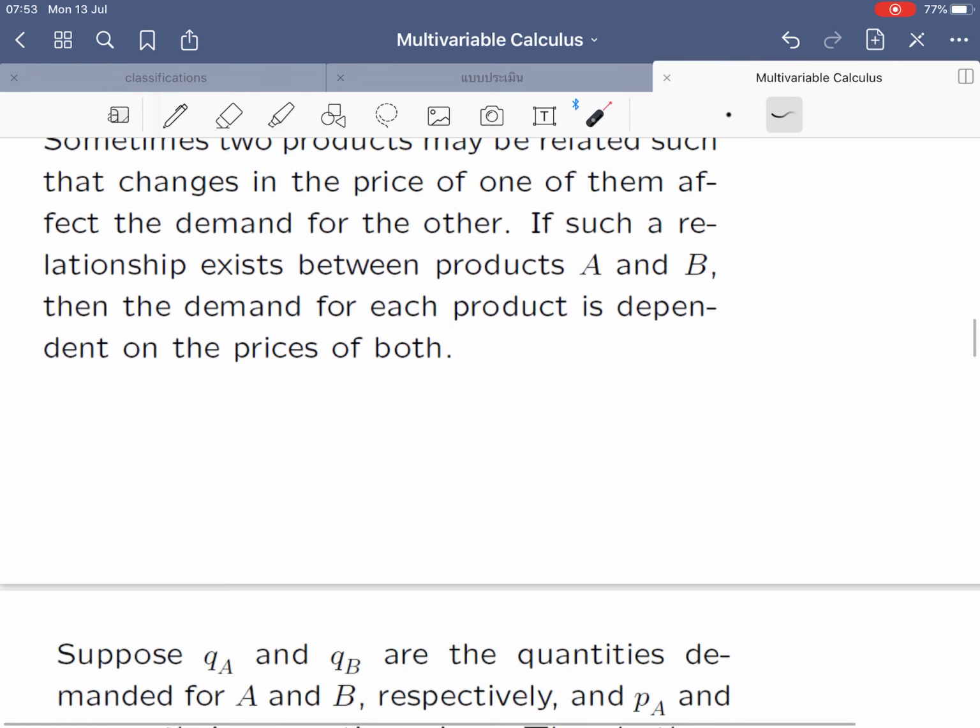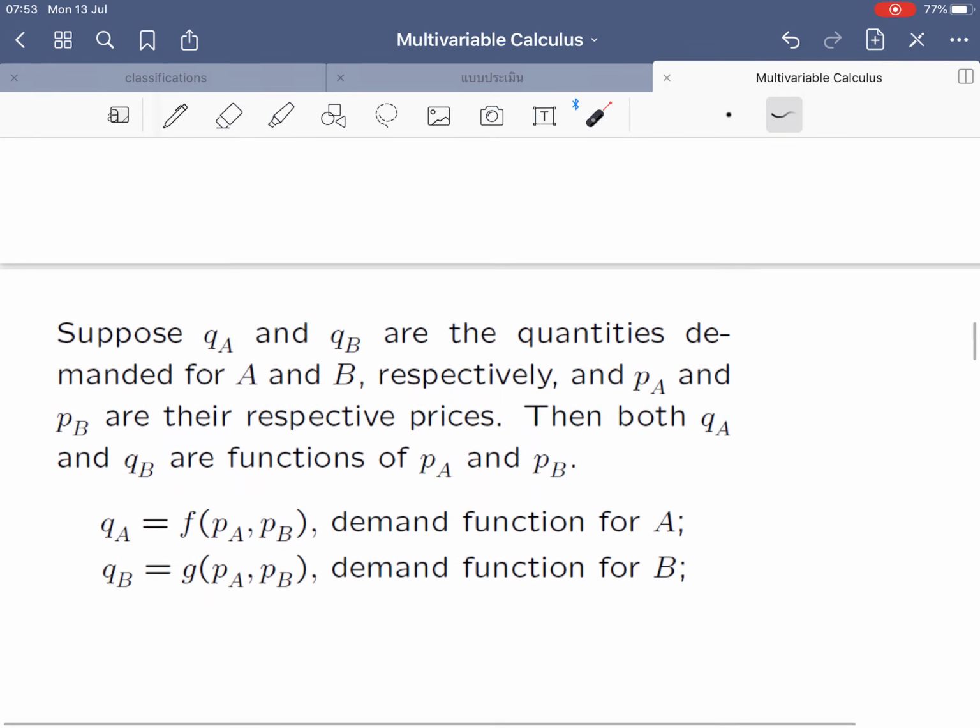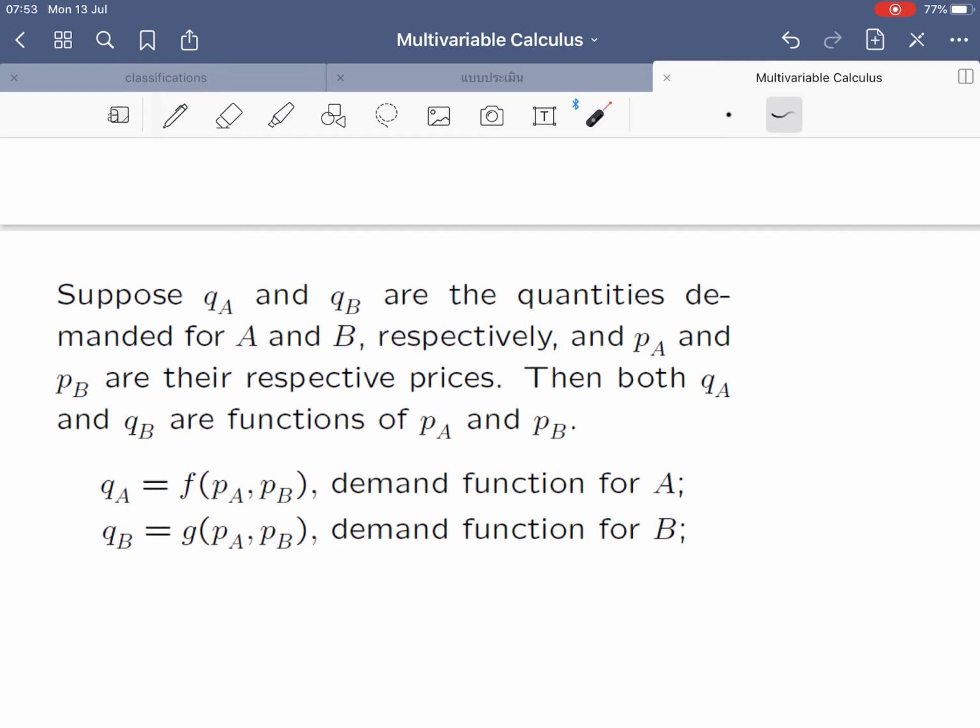So it means that QA and QB are the quantities demanded for A and B. QA is the number of units that customers want for the first product, and QB is the number of units that customers want for the second product. PA is the price of the first product and PB is the price of the second product.